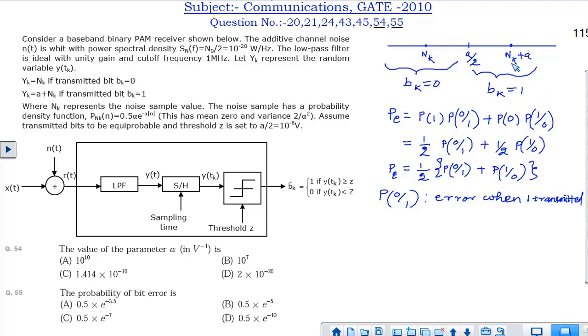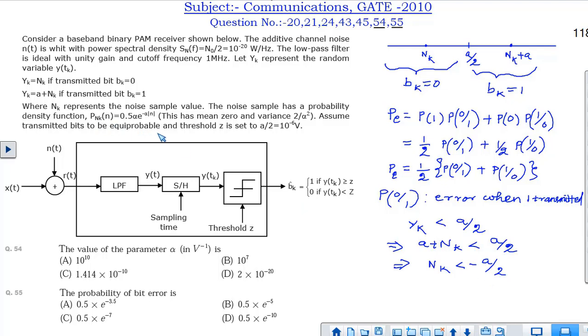Because here 1 is transmitted but we are getting 0, that means the output yk is coming below a by 2. When bit 1 is transmitted and because of the noise this point is fluctuating so that it crosses a by 2, that is when yk is less than a by 2 the error will occur. For 1 to be transmitted, that means a plus nk is transmitted, so we will substitute yk as a plus nk. So a plus nk is less than a by 2, that means nk is less than minus a by 2.